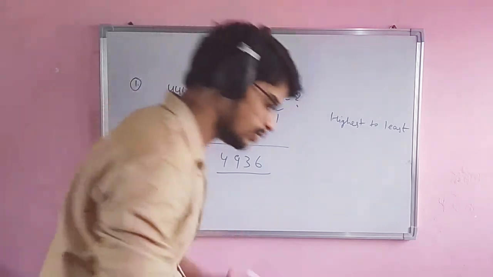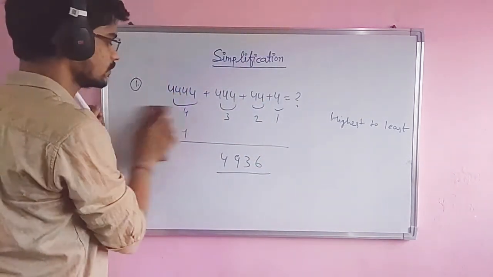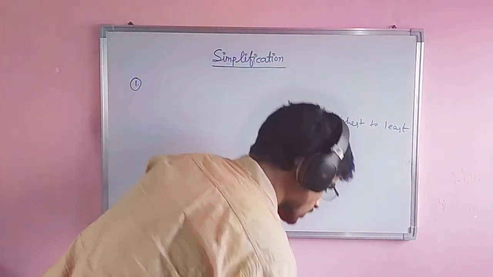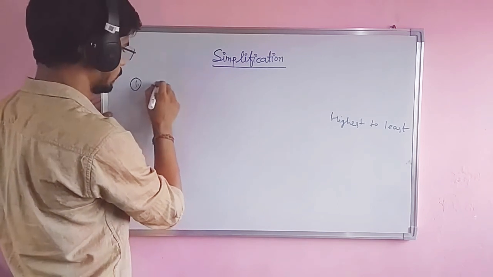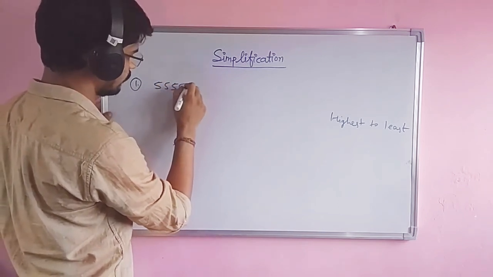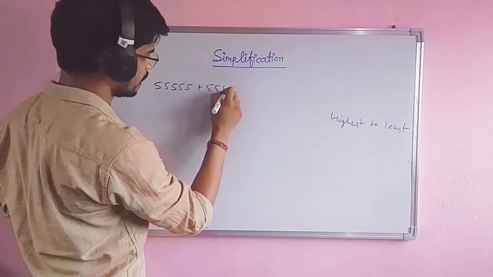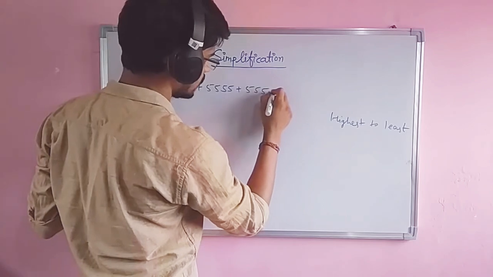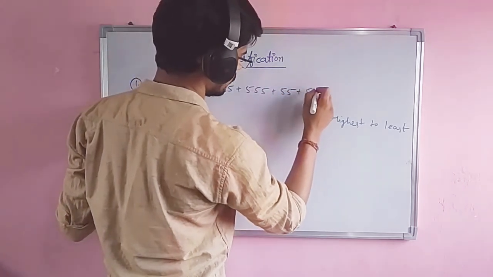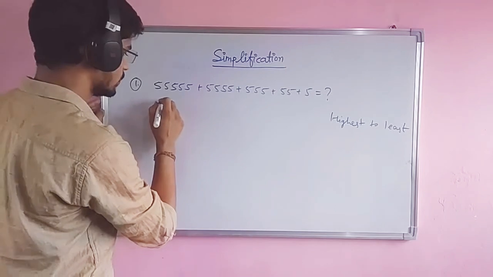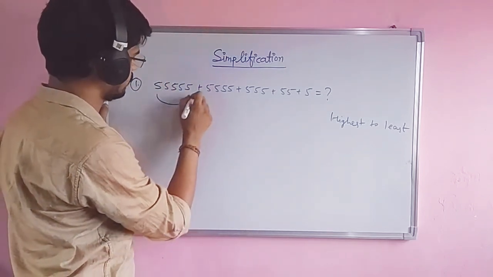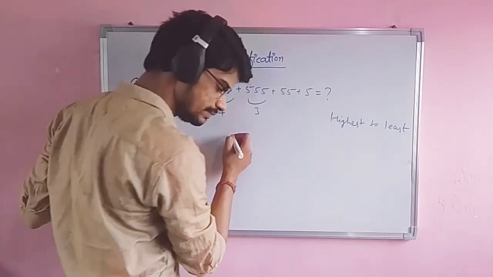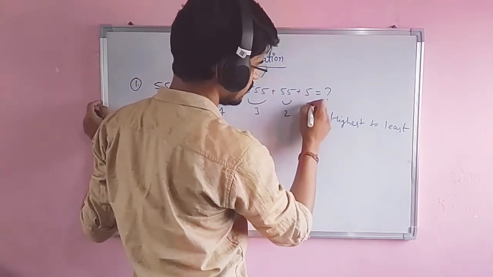Clear? I hope you are getting my point. Next, take another example of this type: 5 plus 55 plus 555 plus 5555 plus 55555 is how much? Here 5 times, here 4 times, here 3 times, here 2 times, here 1 time.